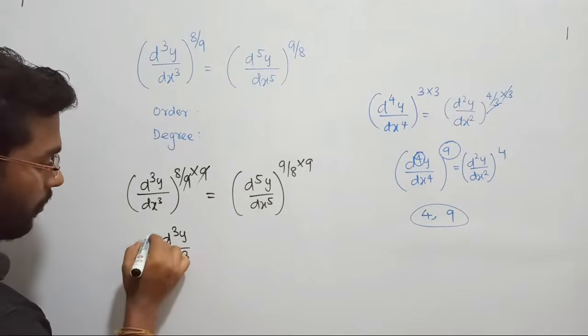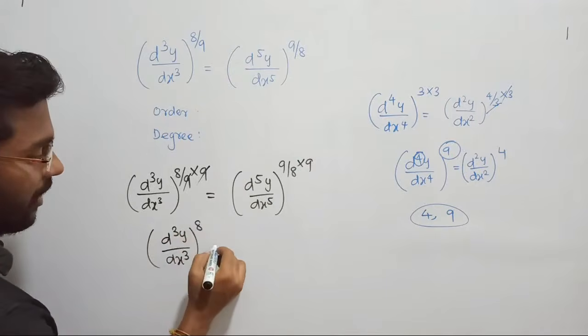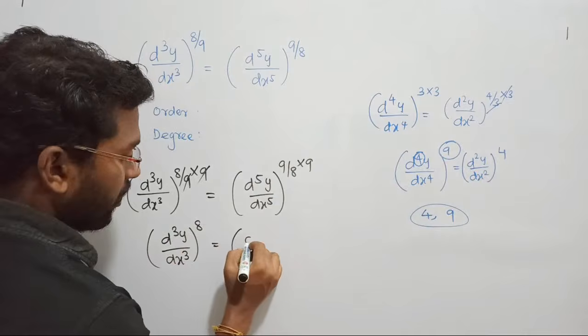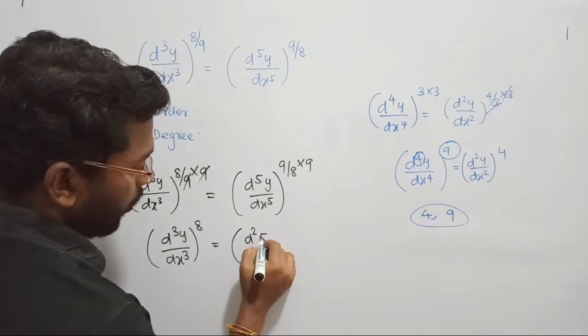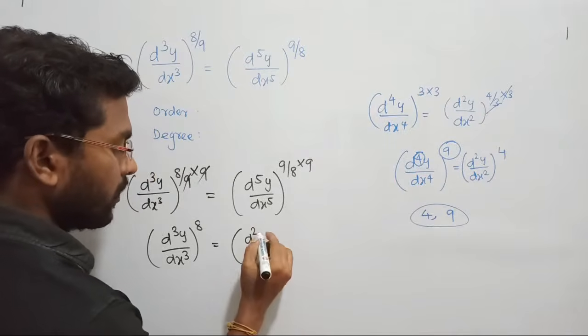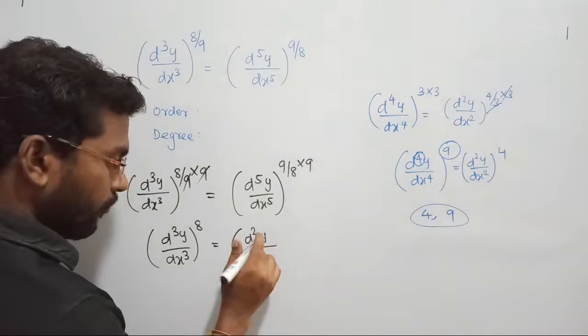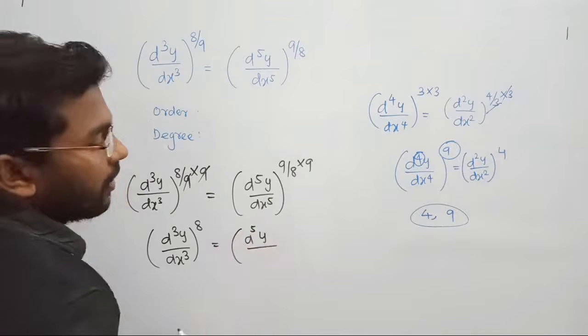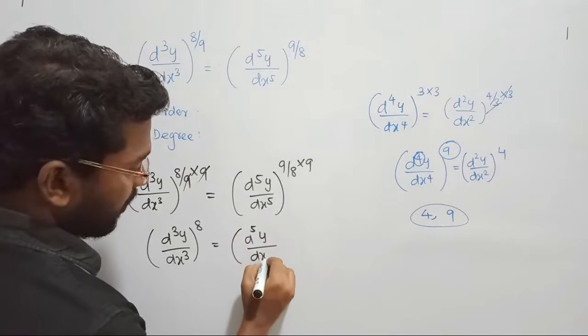I don't have any problem here, whereas in the power I am getting 8. In the RHS we are going to get d power 5 y. One second. See, here I had a problem. D power that is d power 5. This is not d square, right? D power 5 y upon dx power 5.